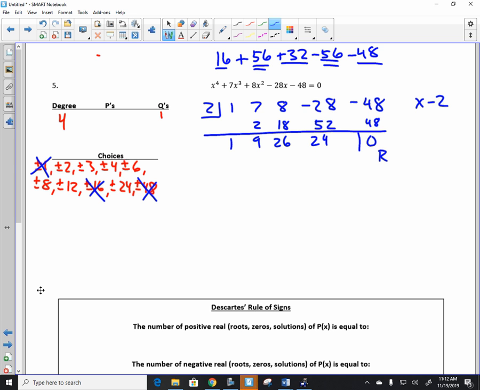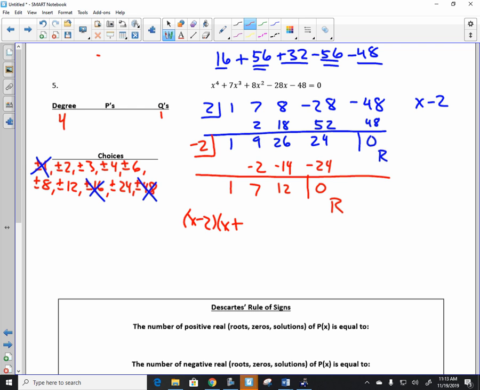I don't even want to write out the polynomial. So what I'm going to do is I'm just going to take that -2, and I'm going to try it through synthetic division. Because I'm on a roll, right? Like it's a test. I've only got a certain amount of time. This feels good. Drop it down. 1, multiply, -2. Add 7, multiply, -14. Add 12, multiply, -24, add 0. Cool. So I've got x minus 2 times x plus 2 times x squared plus 7x plus 12.